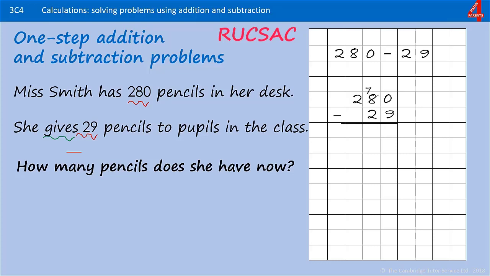0 take away 9 we can't do, so we take 1 from the tens column. That 8 tens now becomes 7 tens, and that 0 becomes 10. 10 take away 9 is 1, 7 take away 2 is 5, and then we're not taking anything away from the 200, so that stays as 200. How many pencils does she have now? She has 251 pencils.